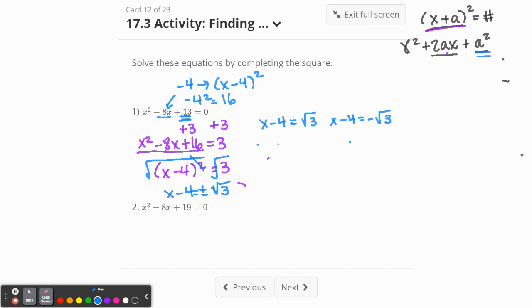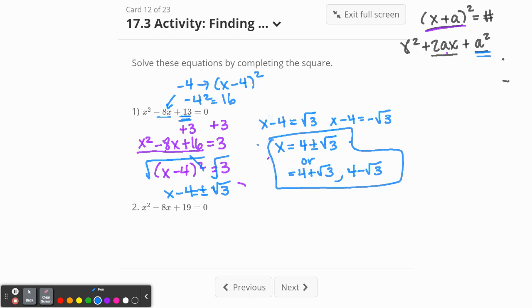From here, I'm just going to add 4 to both sides, giving me x equals 4 plus or minus root 3, or 4 plus root 3, comma, 4 minus root 3. Now, we have two solutions here, as usual. What type of solutions are these? We have two real solutions here. I have no i's available.